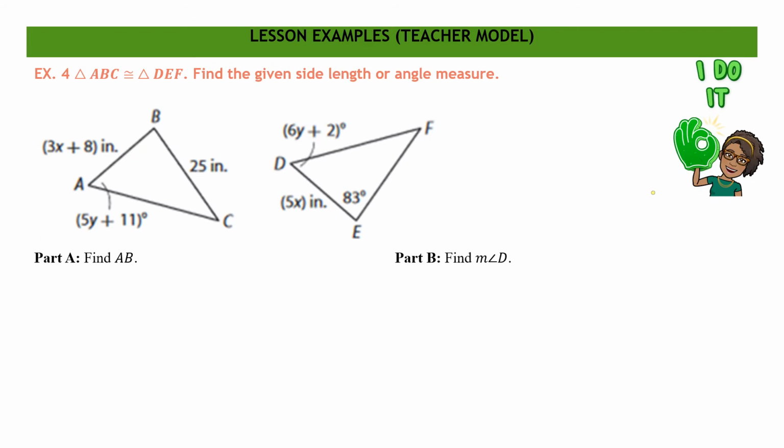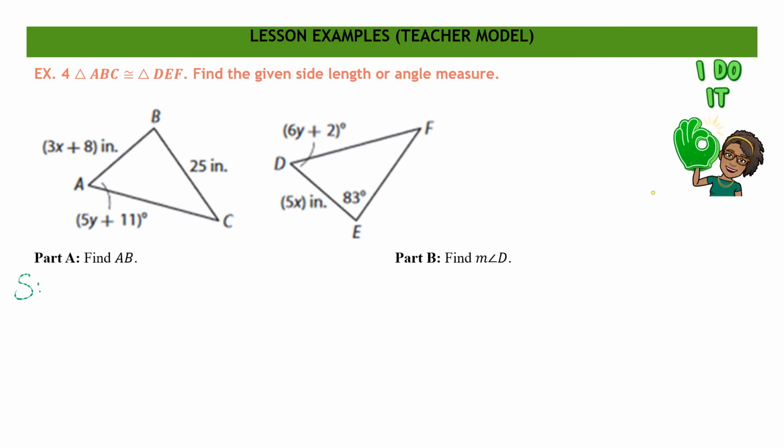Okay, example 4, similarly to what we had in example 3, they're telling us that these two triangles are congruent. So triangle ABC is congruent to triangle DEF. And once again, we have to find the given side length or angle measure. So parts A and B now include expressions instead of just numerical values. So we're going to do the same method that we did in example 3 for example 4. We're going to use our SSS solving method.